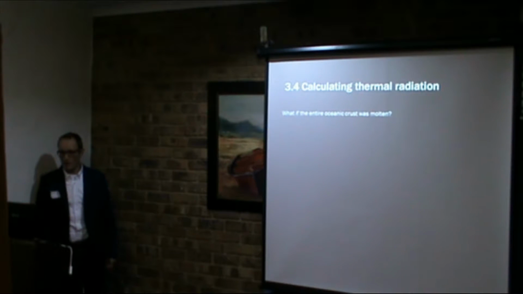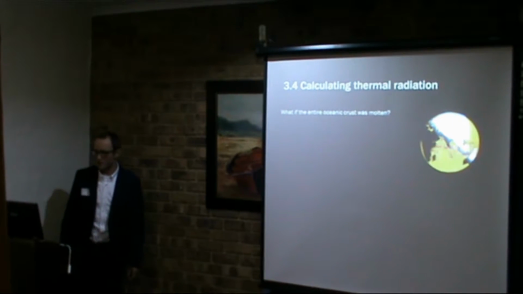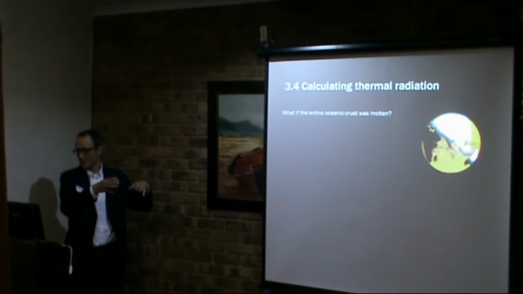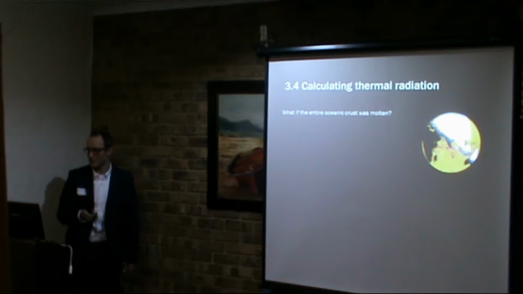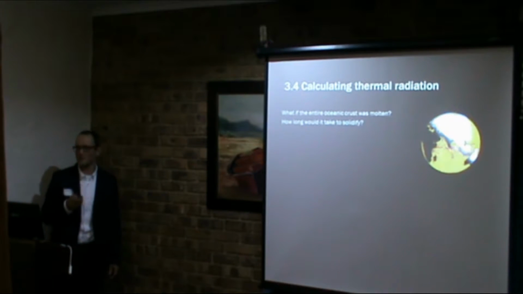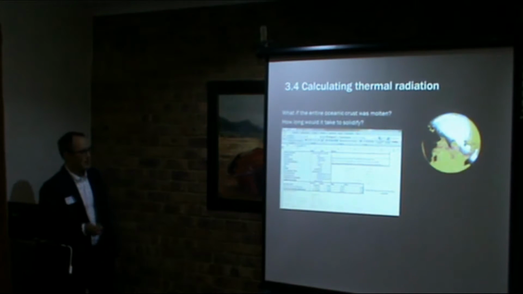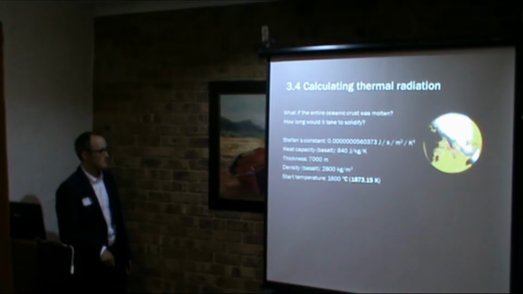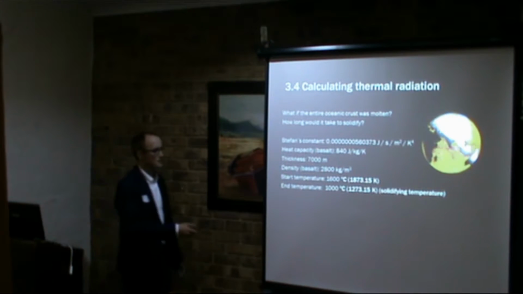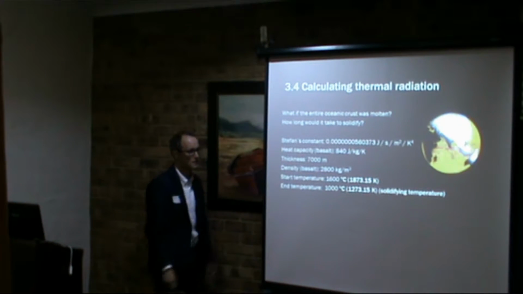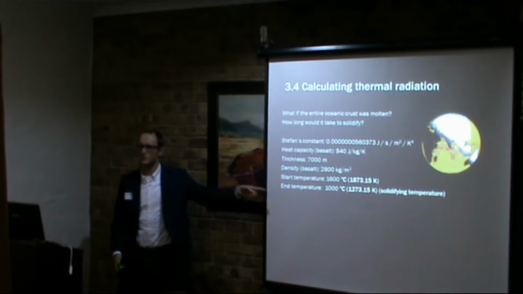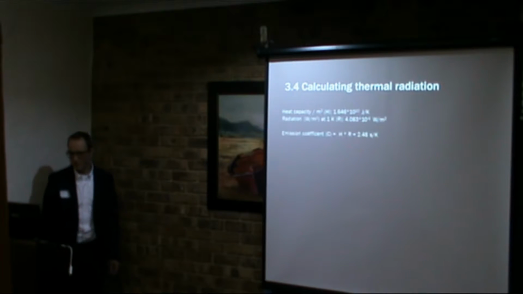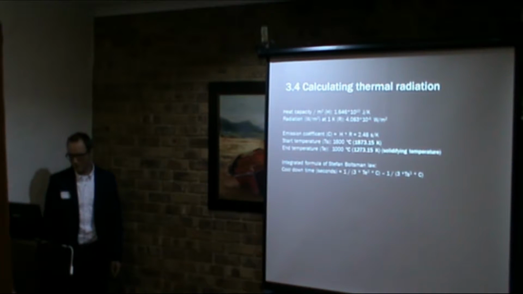Okay. What if the entire ocean crust was molten? Well, then basically the Earth would look something like this. So wet continents and lava all over the place. How long would it take to solidify? Well, I used Excel again to use those formulas. Okay, start temperature 1600 degrees, and it's 7 kilometers thick. And the end temperature, it will solidify at 1000 degrees Celsius. Okay. Then we can fill it all in.